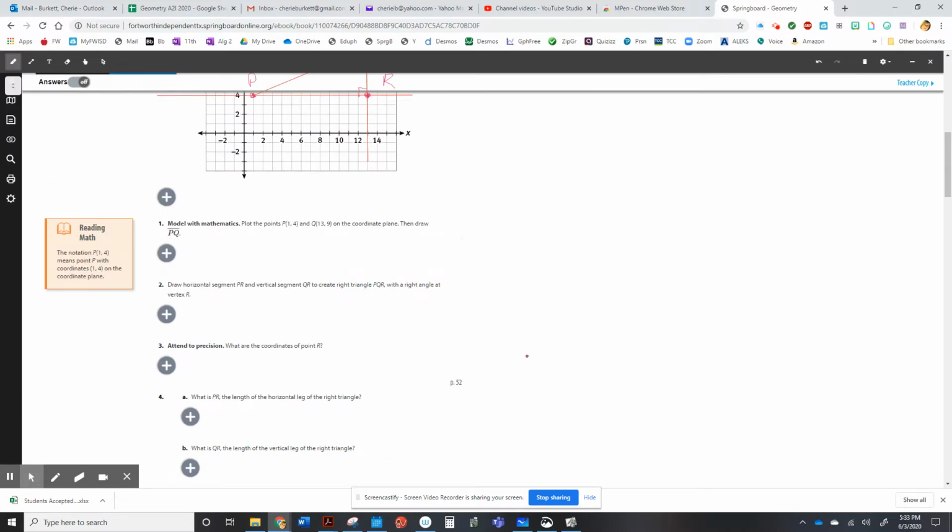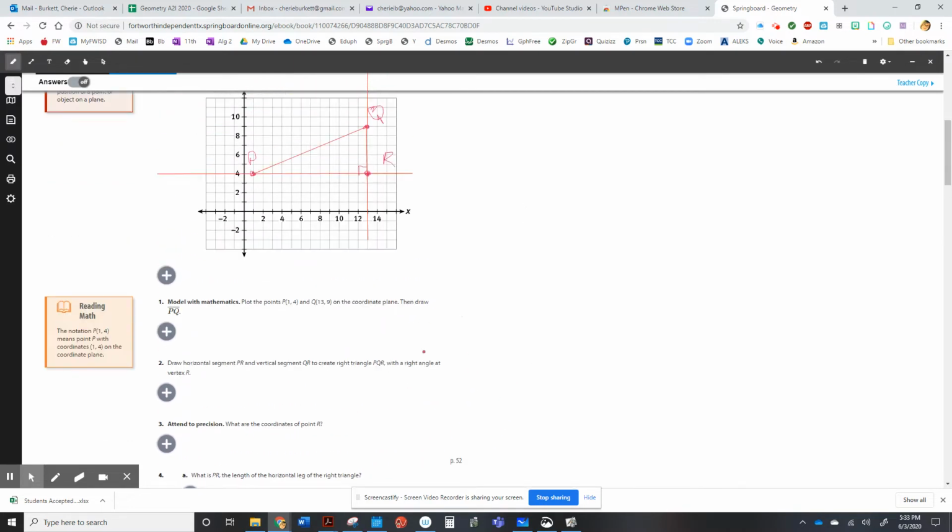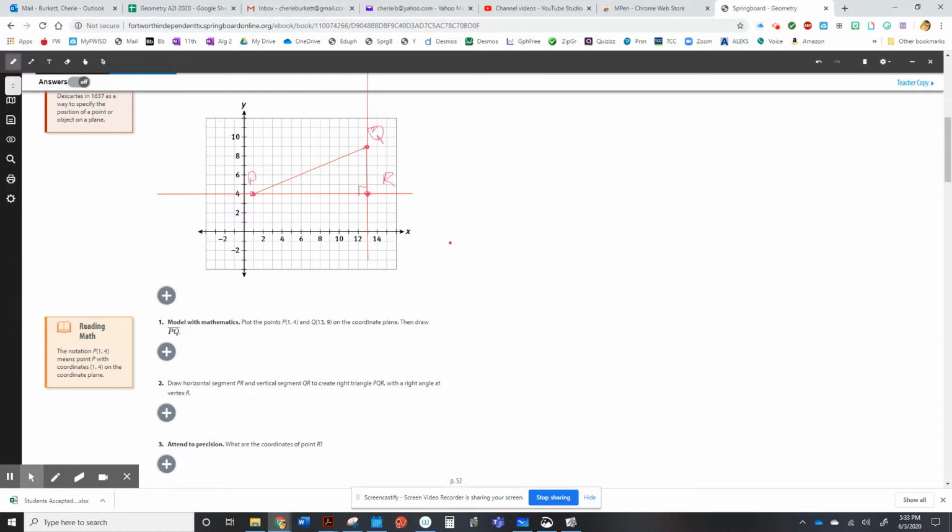And let's see, what else does it say to do? What are the coordinates of point R? Well, we're on a coordinate plane, so it's pretty easy to see that the coordinates of point R are 13 and 4. So R is located at the point 13, 4.